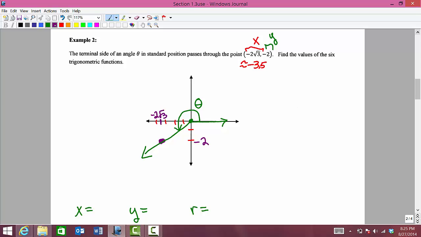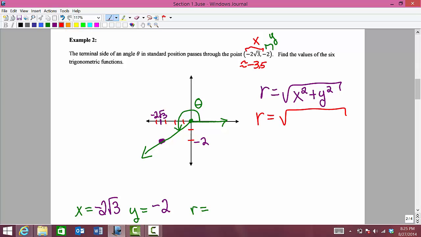Now, in order to find our 6 trig functions, we need to know what x is, and we know that x is negative 2 square root of 3. Our y value is negative 2, and r, remember that r is found by using the formula square root of x squared plus y squared. So r is equal to the square root of x squared, so that's negative 2 square root of 3, all of that squared, plus y squared. And now we need to simplify underneath.